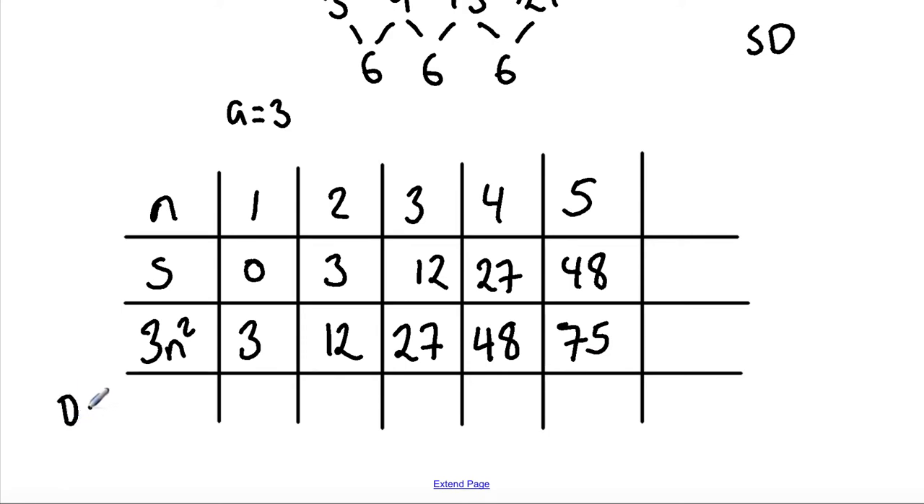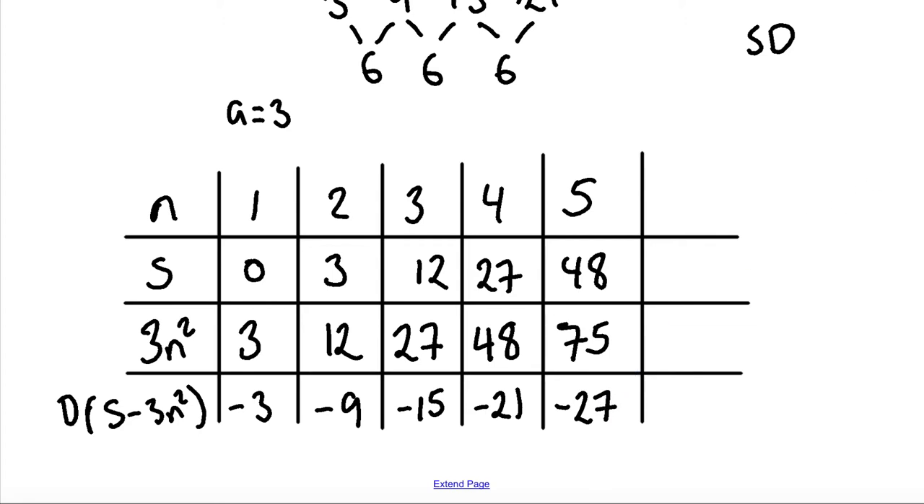Now I need to find the difference. So it's sequence minus 3n squared. 0 minus 3 is minus 3. 3 minus 12 is minus 9. 12 minus 27 is minus 15. 27 minus 48 is minus 21. 48 minus 75 is minus 27.